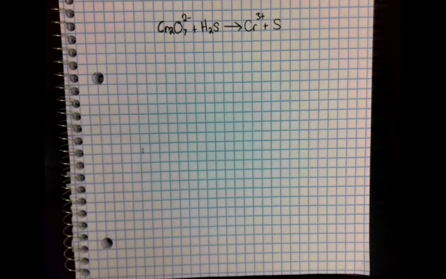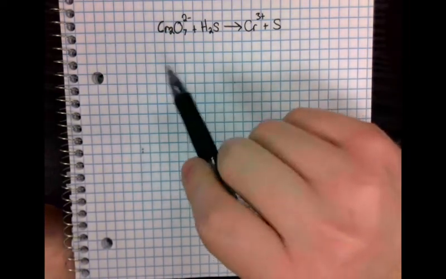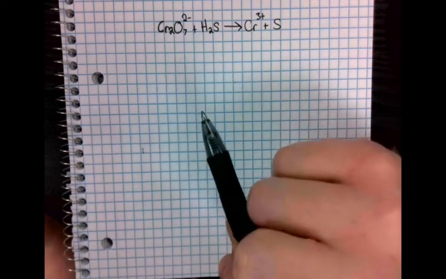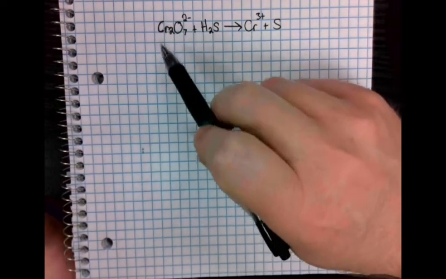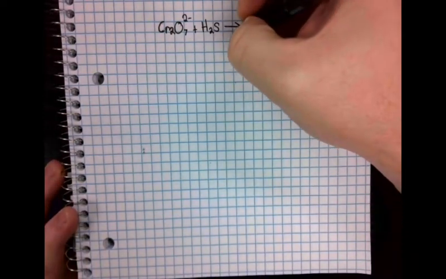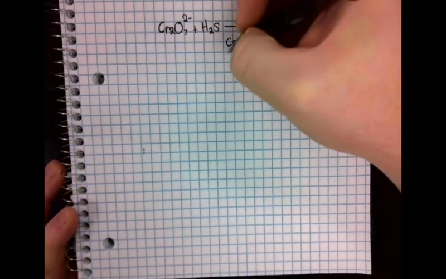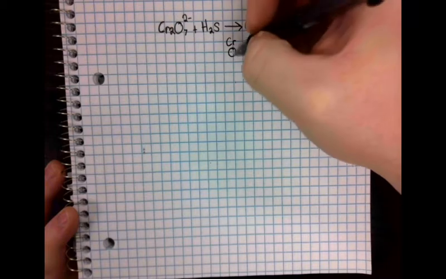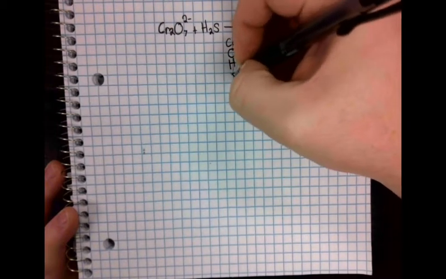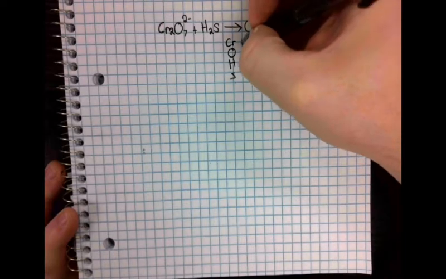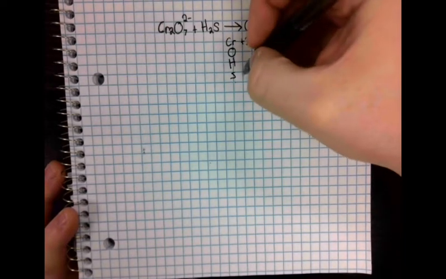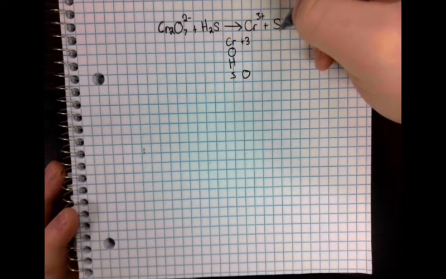The only difference is that normally with our half reactions, we just pulled out the pieces that we cared about. But this time we're actually going to pull out every single piece. So looking at our formulas here, we've got Cr, we have O, we have H, and we have S. Cr on the right side must be a +3. S on the right side must be a 0.